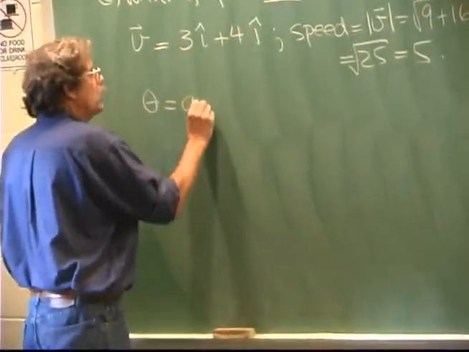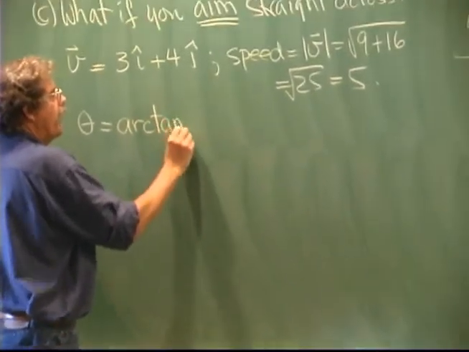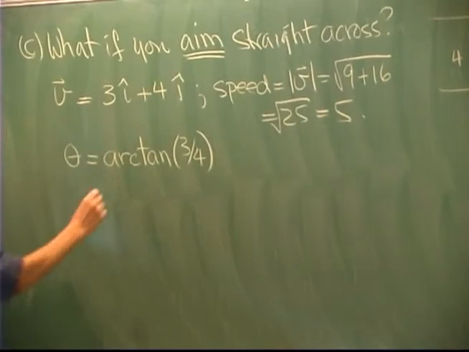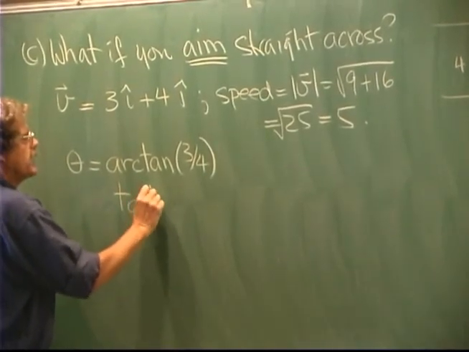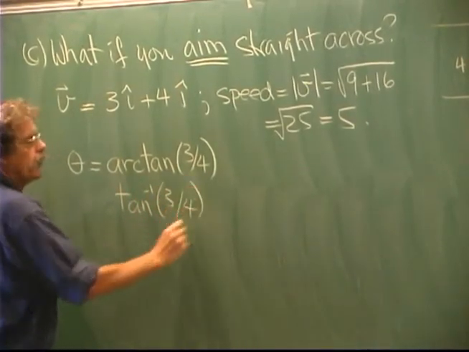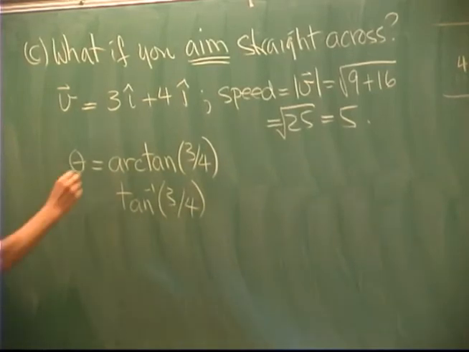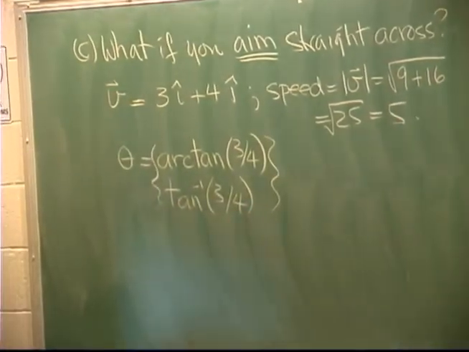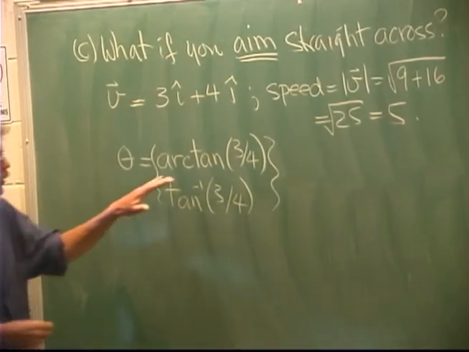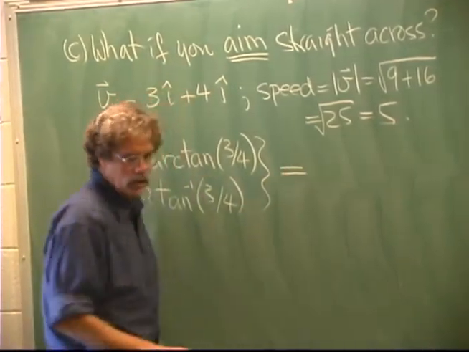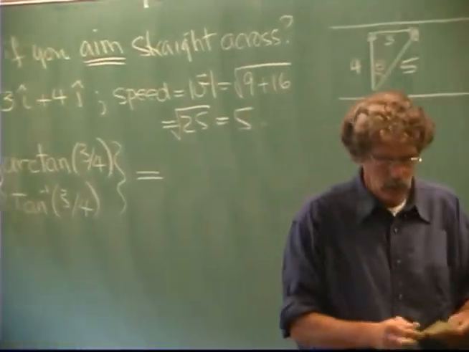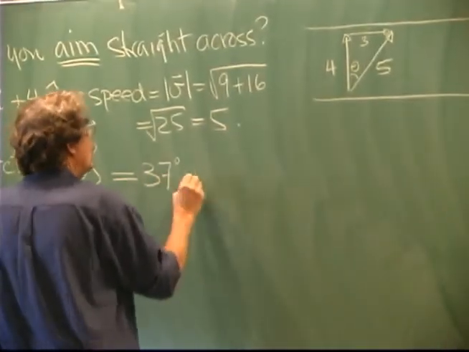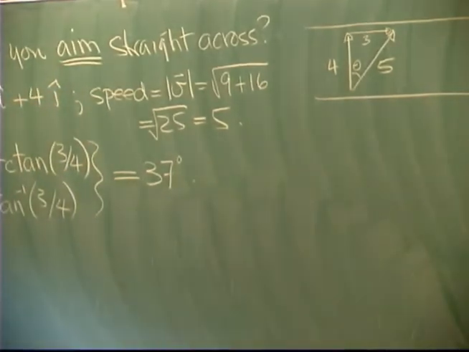So it's arc tangent of 3/4. You write it like that, or I prefer actually the notation tan to the minus 1 of 3/4, whichever way you want to write it. It's that angle whose tangent is 3/4. The inverse tangent of 3/4, I looked it up, and the answer is 37 degrees. Approximately 37 point something.